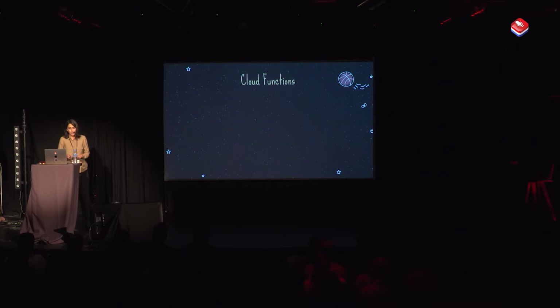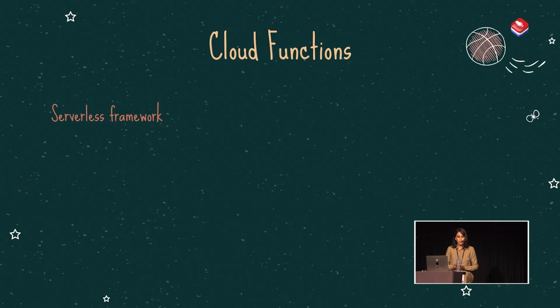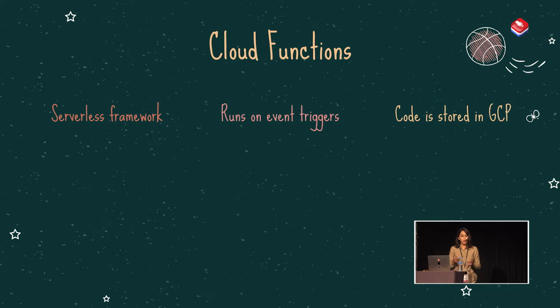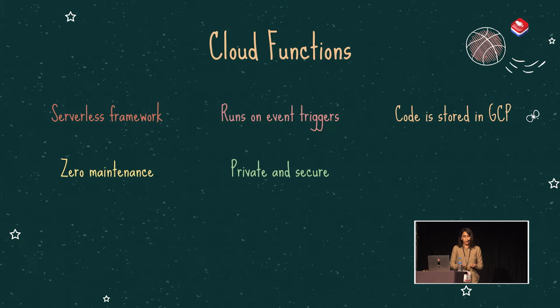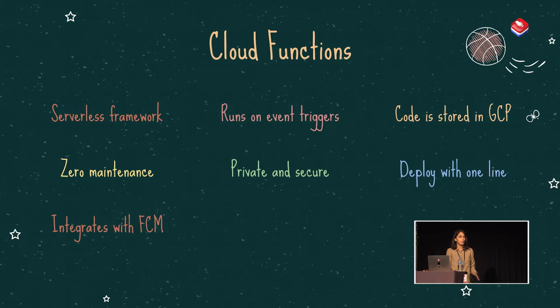What is Cloud Functions? Cloud Functions is a serverless framework. It runs on event triggers. The code is stored in Google Cloud, which means that you can update your business logic without having to give an update to your app. You don't have to do any maintenance. Firebase automatically scales up computing resources to match the usage pattern of your users. It's private and secure. You can deploy it with one line of code. It integrates very well with Firebase Cloud Messaging and other Firebase systems.